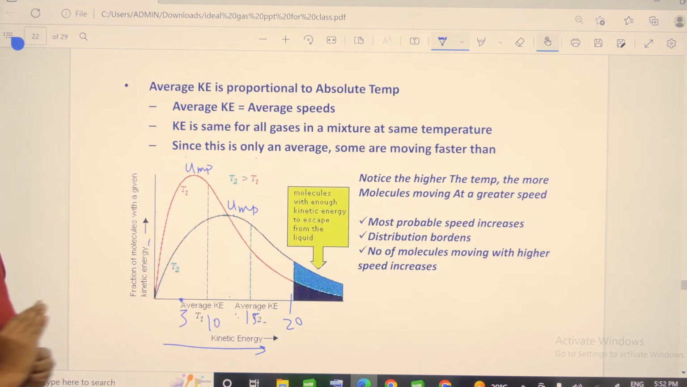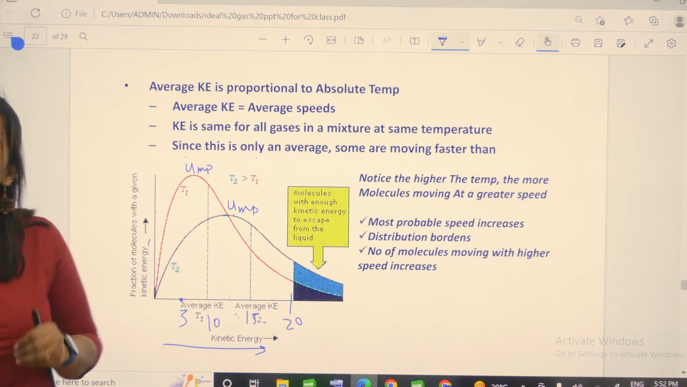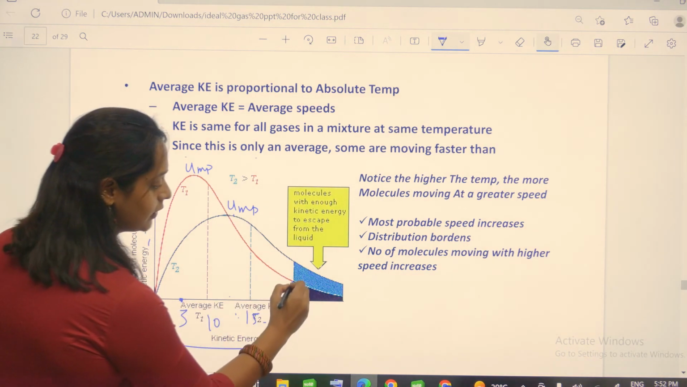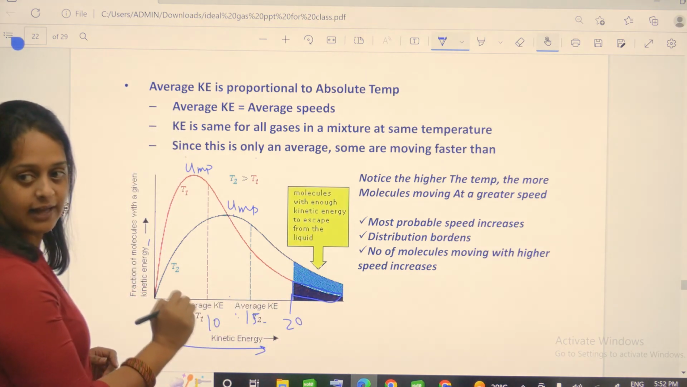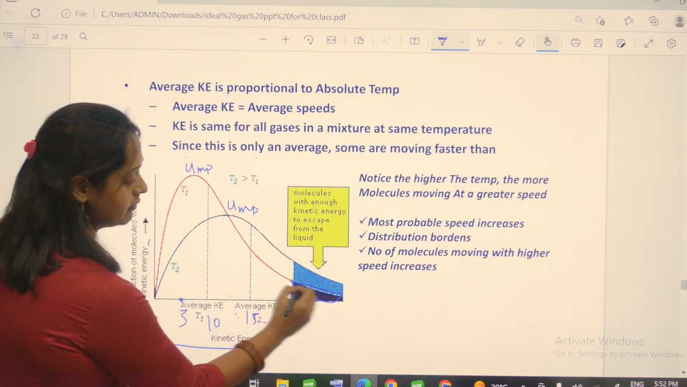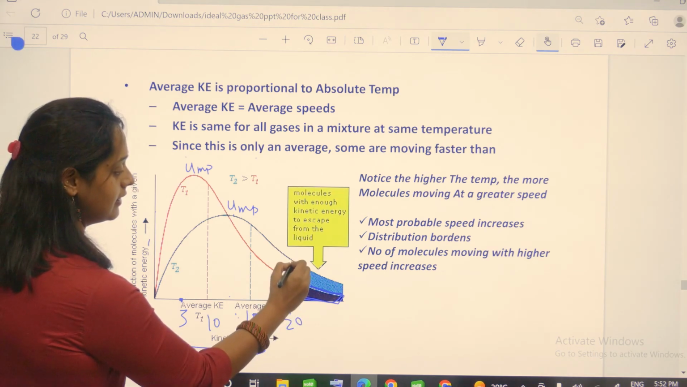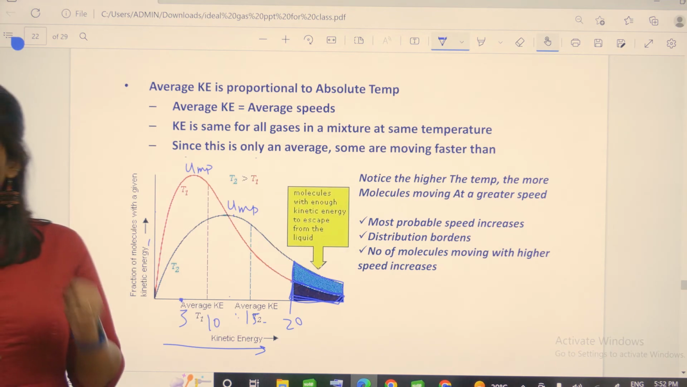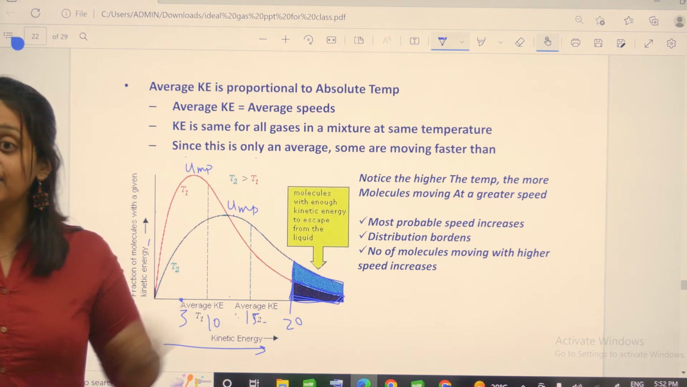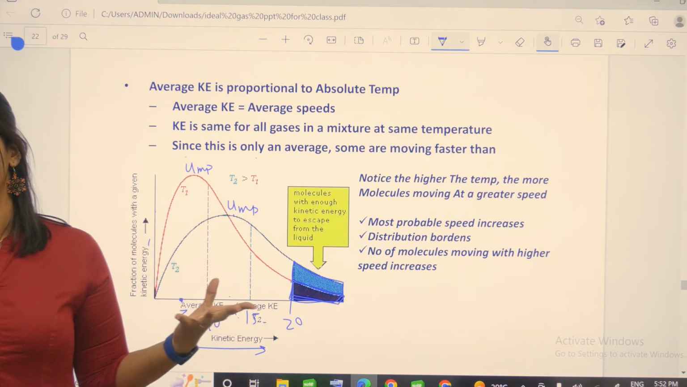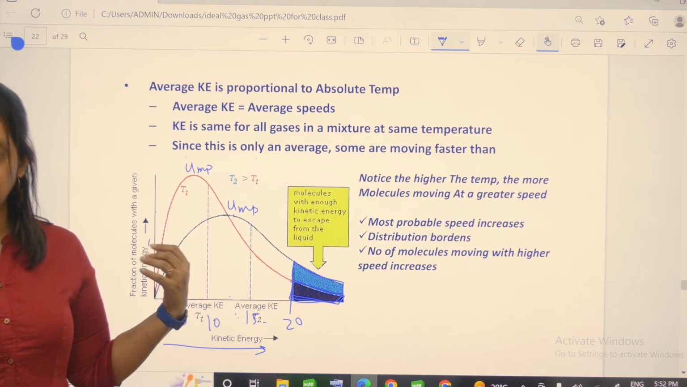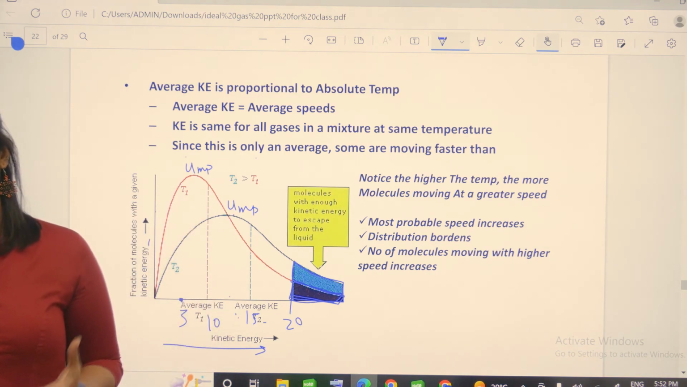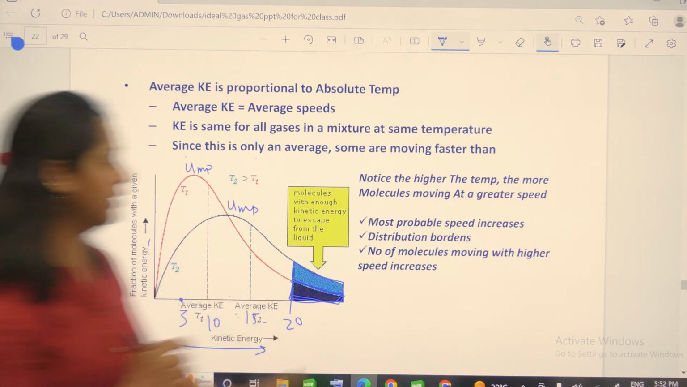More molecules have gathered at higher speed. Here, see, less. So this was the highest speed. This was the highest speed. So you can see the volume which is here, and you can see the volume over here, which will be the total of this. So the number of molecules possessing the higher speed is high. Yes, the number of particles having higher speed is high. This is the thing.